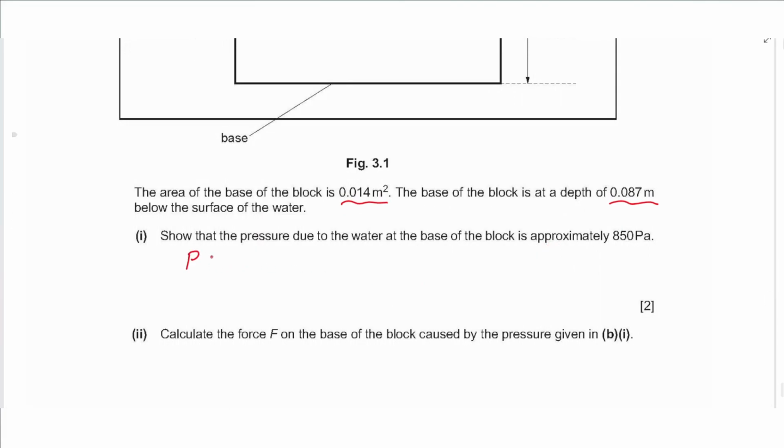So we use pressure equals rho gh, density times gravitational acceleration times depth. So we have 1000 times 9.8 times 0.087.